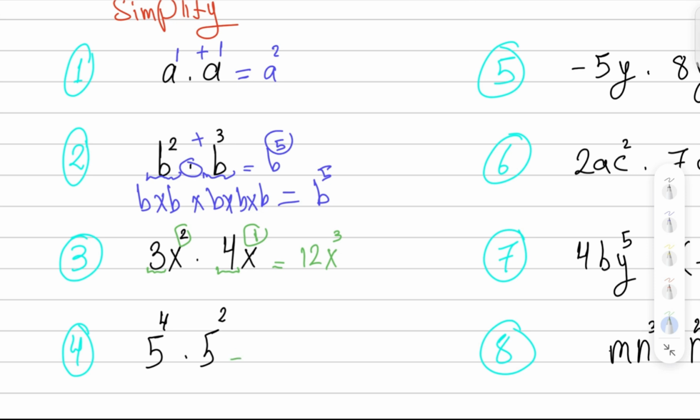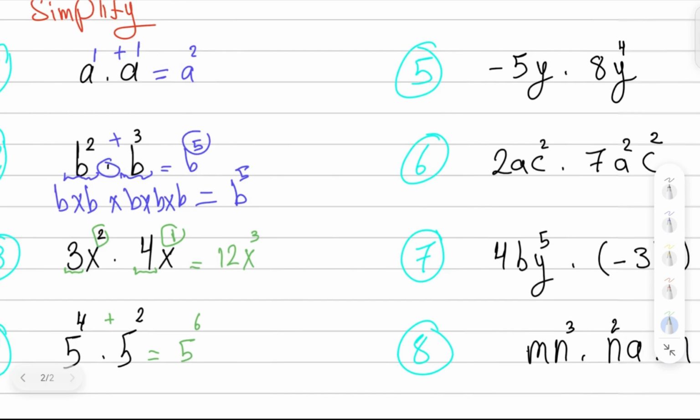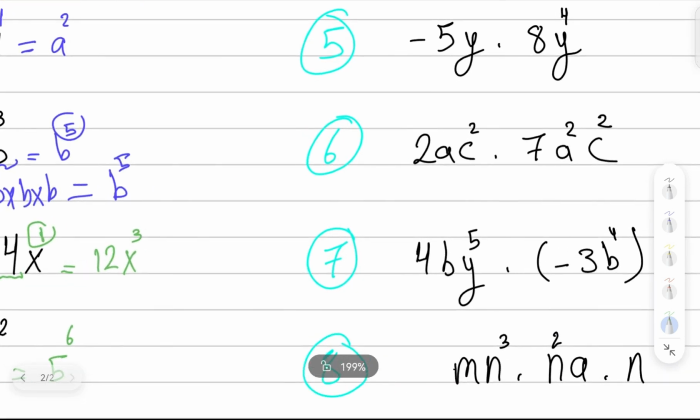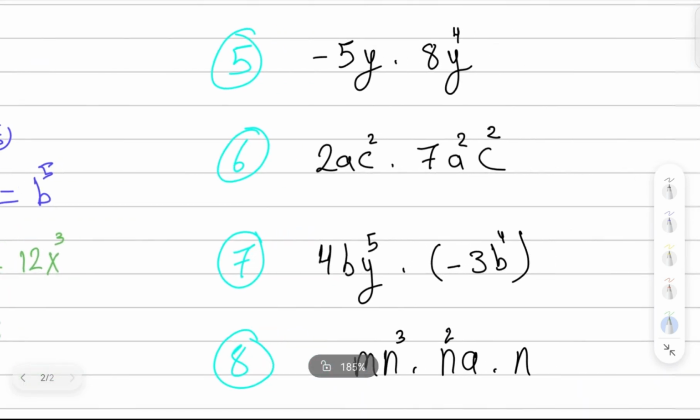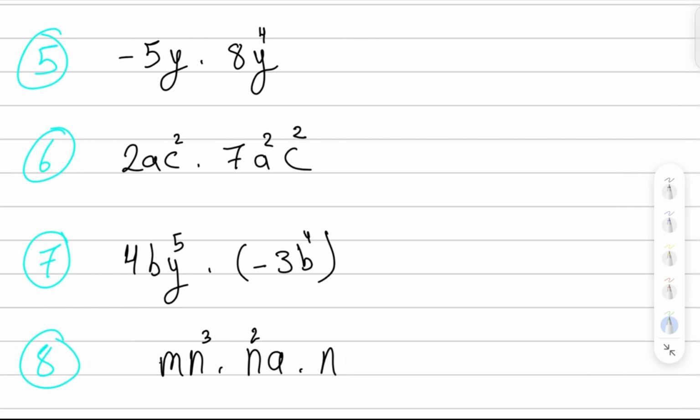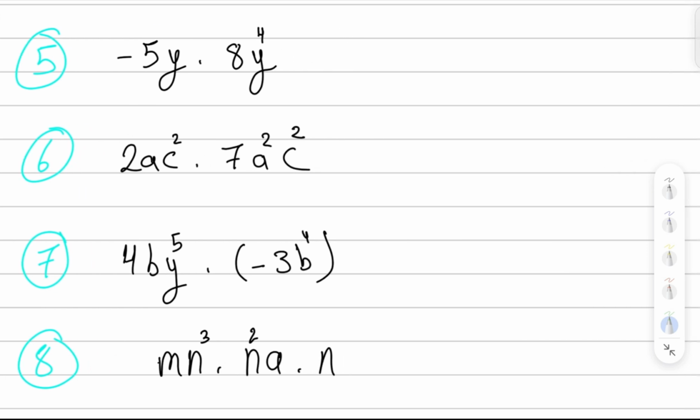The next example, we have 5 to the power 4 times 5 squared. As we said, we have similar bases and multiplication, so we can use the rule. We can add the exponents. 4 plus 2 is equal to 6. So the answer is 5 to the power 6. Remember, we are simplifying. We are not evaluating, so no need to find the value of this expression. You can pause the video here. I want you to try to do the next 4 examples by yourself. Then you can check the answers with us.